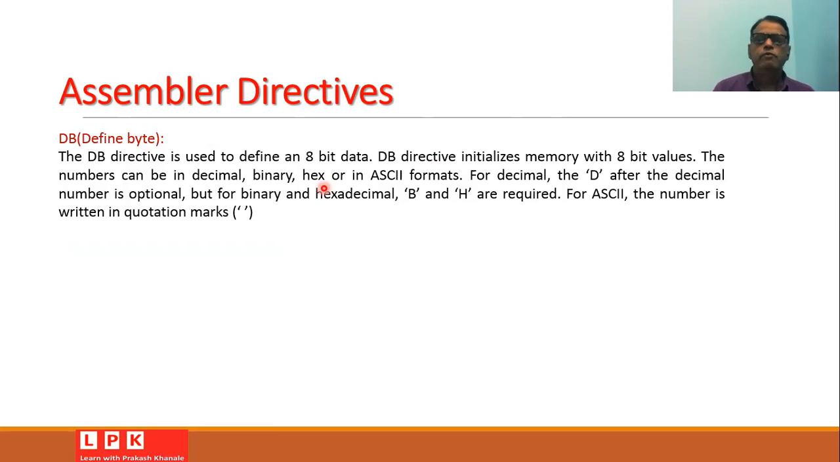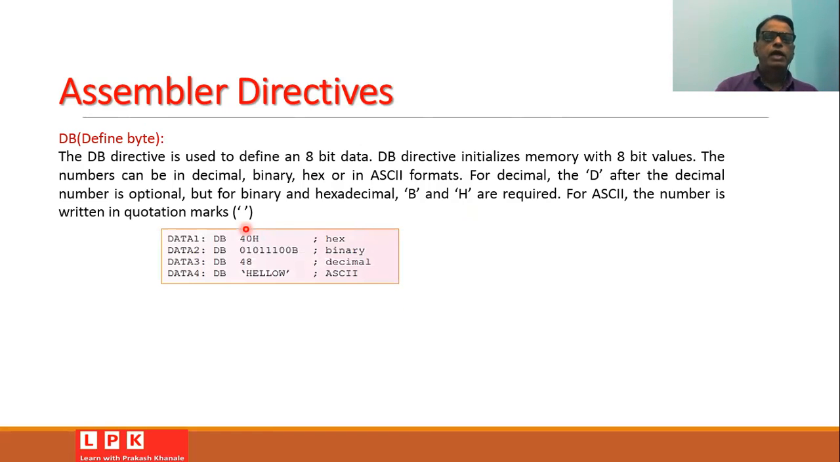Whenever you want to describe the number as a decimal, you can write D after the number, but it is optional. If you do not write anything, it is treated as a decimal number. But for binary, you have to write B, and for hexadecimal, you need to write H to indicate that it is a hexadecimal number. And whenever you want to write in ASCII format, you need to enclose it in single apostrophe marks.